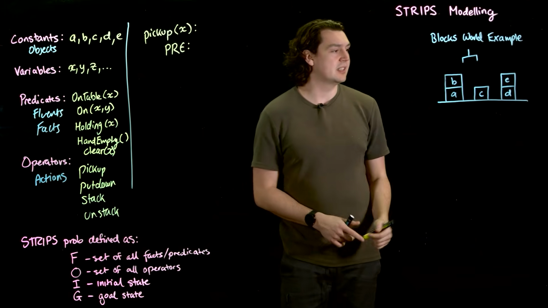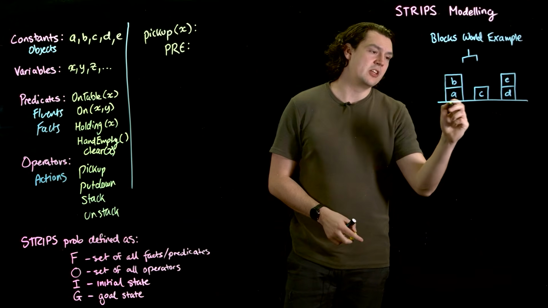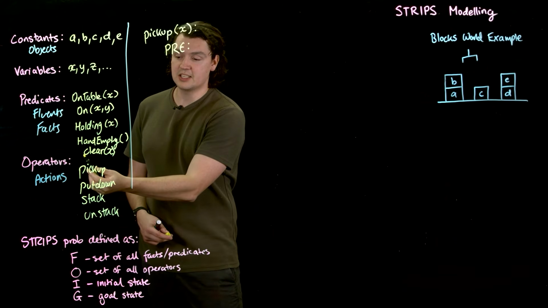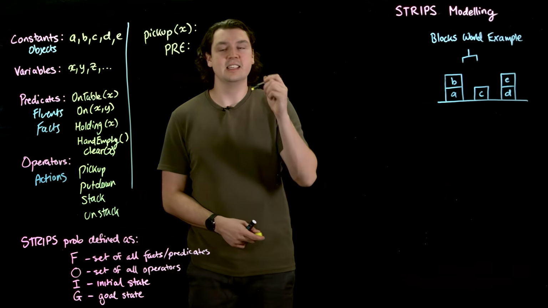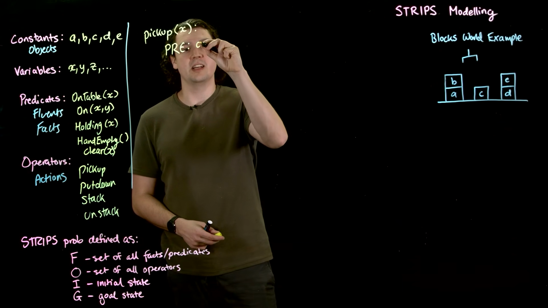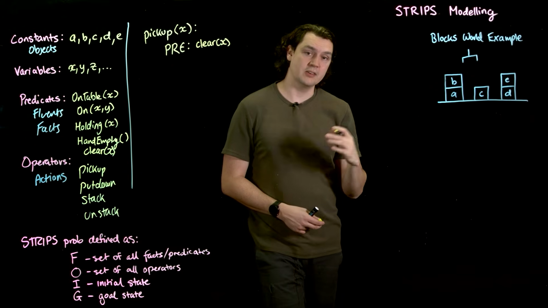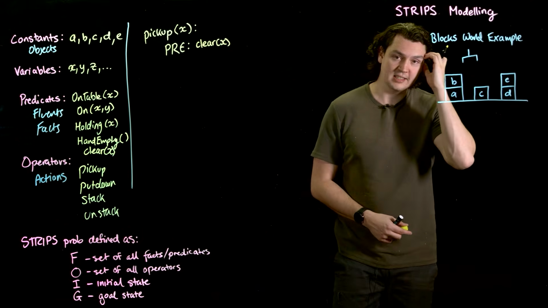Well, one thing that is obviously very important, as I just said, is you can't pick up A because there's something on top of it. It is not clear, okay? So one thing that we might want to check is that X is clear. There is nothing on top of X. That's nice.